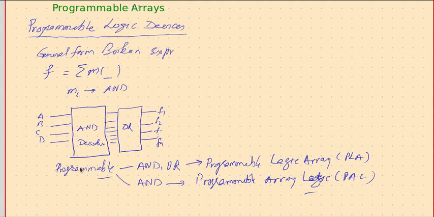So in case AND and OR both are programmable, then we call it programmable logic array. And in case only AND is programmable, then we call it programmable array logic.